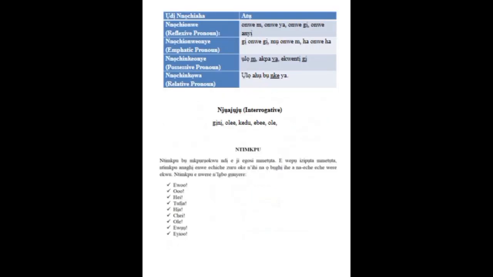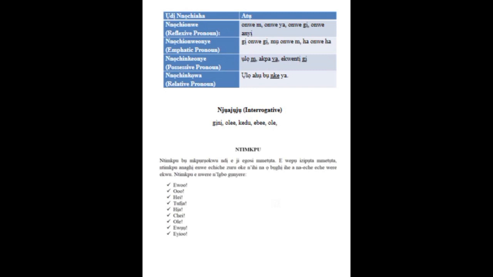So on this slide we see other types of nnọchi aha. We have nnọchi onwe, reflexive pronoun. You have onwe and then the pronoun. That is how to know it. Onwe must be there. Look at the onwe there. And then the pronoun. Onwem, onwe ya, onwe gị, onwe anyị. Then we have nnọchi onwe onye. It has the two pronouns and onwe in between. That's how to know this one. Nnọchi onwe onye, emphatic pronoun. It is used for emphasis. Gị onwe gị, mụ onwe m, ha onwe ha.